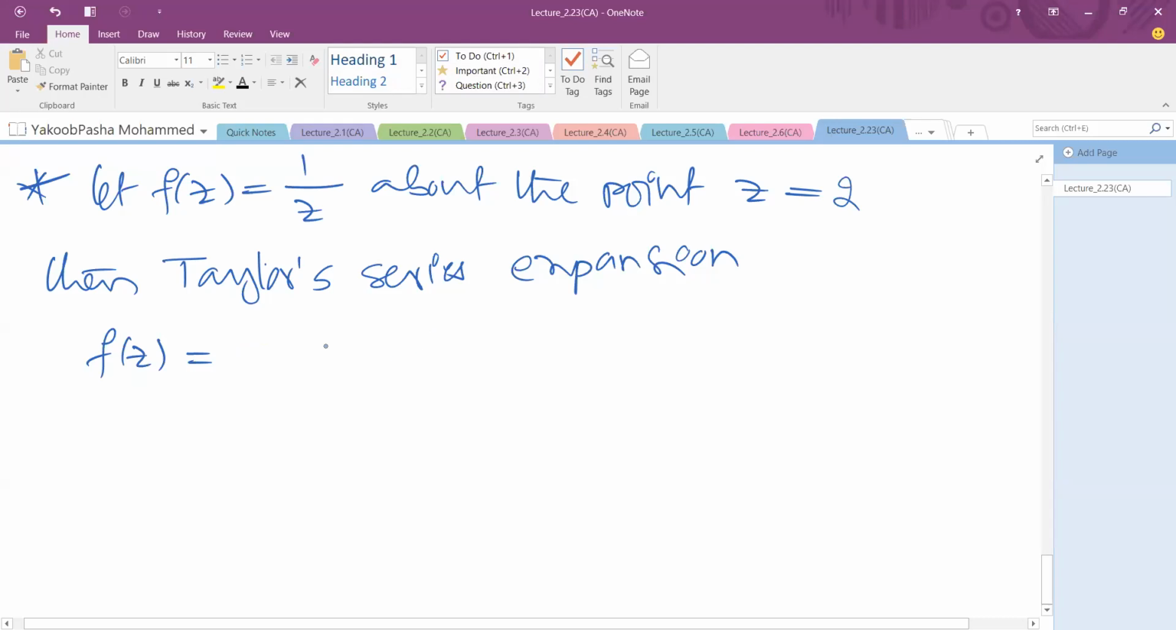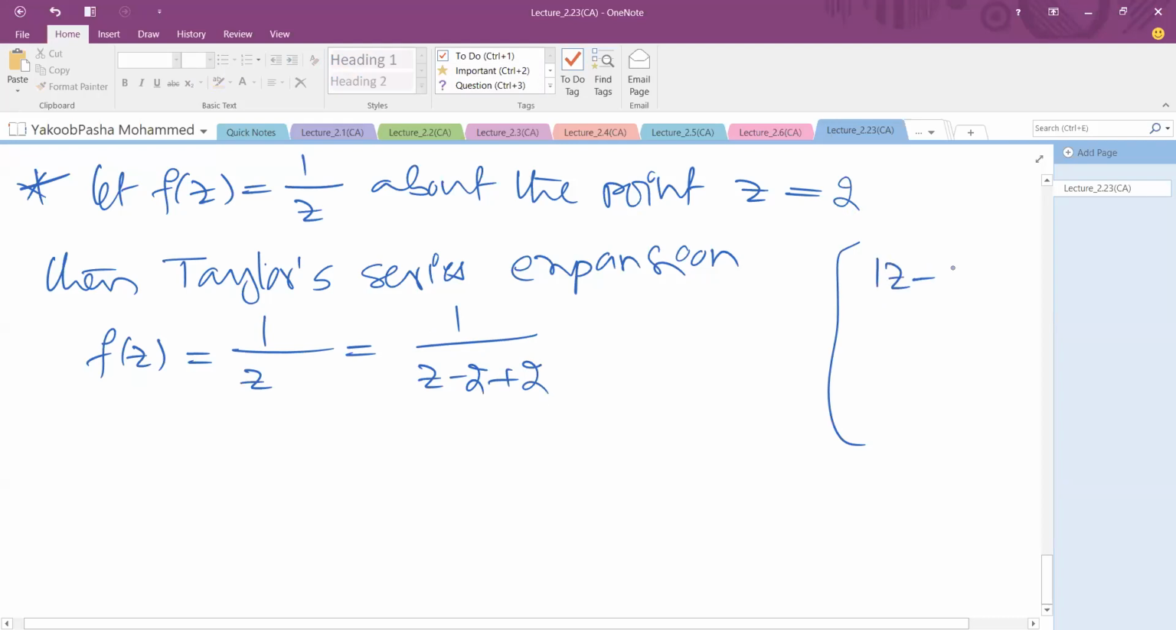For this, we have to take f of z is equal to 1 by z. That is equal to, we can write, z minus 2 plus 2. We have to construct the circle, modulus of z minus 2 is less than 1. So we have to convert the function in terms of z minus 2.